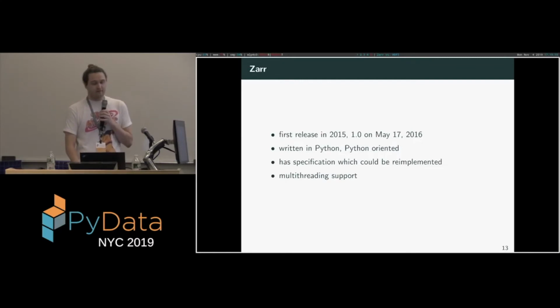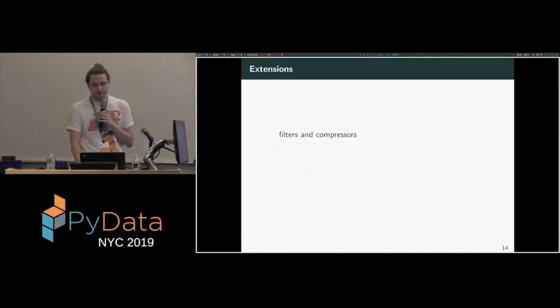Zarr does have multi-threading support, which in my opinion is really important. Based on the way you configure Zarr, you can make it actually access files concurrently. And because Zarr is written in Python and is Python-oriented, you can extend it in Python. So when I say that you can extend both HDF5 and Zarr, there are really two classes of extensions that you can write: filters and compressors, and storage backends. And we're going to go into those in detail in just a second.